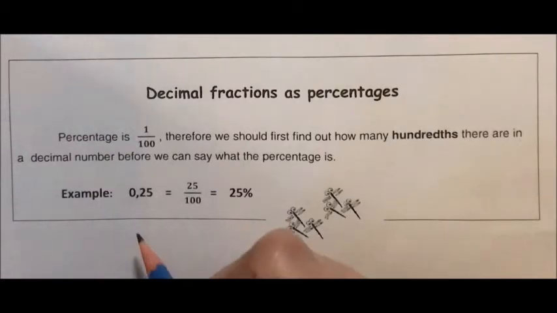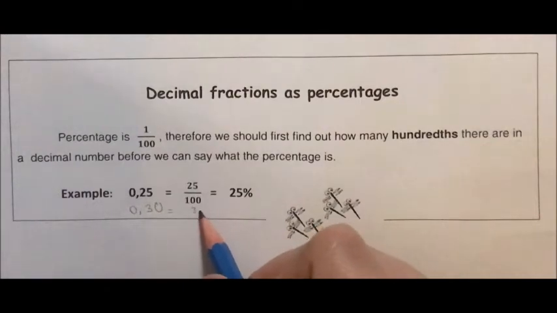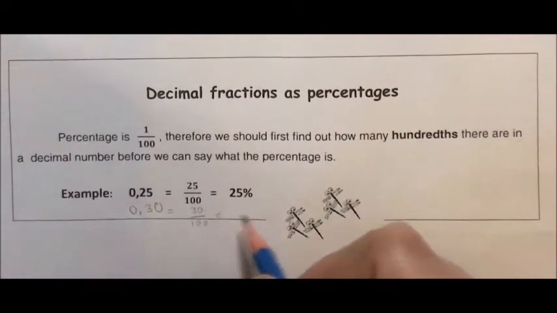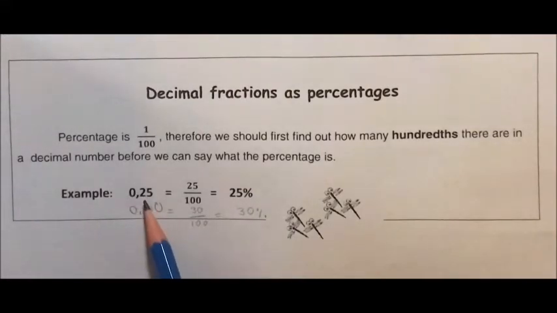We can also have an example like 0.3. You can just add that to your notes. What do we do if we have 0.3? We make it 100 by adding a 0. Then we have 30 hundredths, which is 30%. So if you receive a decimal fraction, make sure it has 2 places after the comma, which indicates your hundredths. If it doesn't, you can just add a 0, and then you already have your digit out of 100. So it's 30 out of 100, which is 30%.